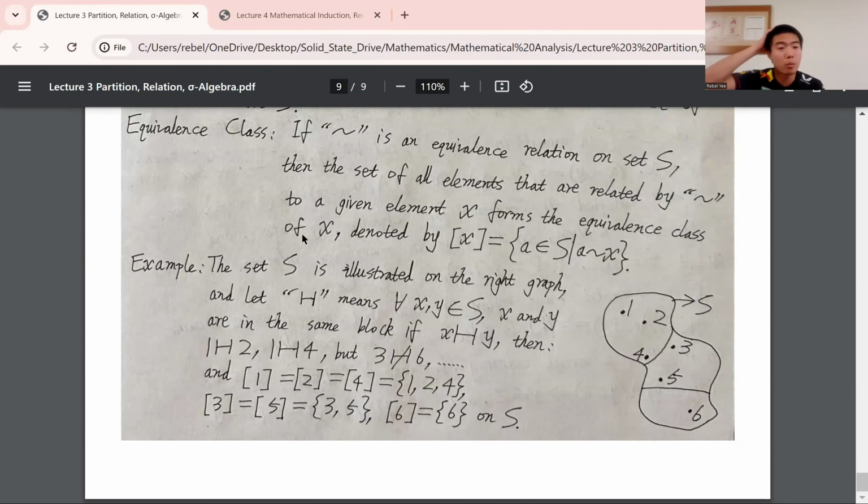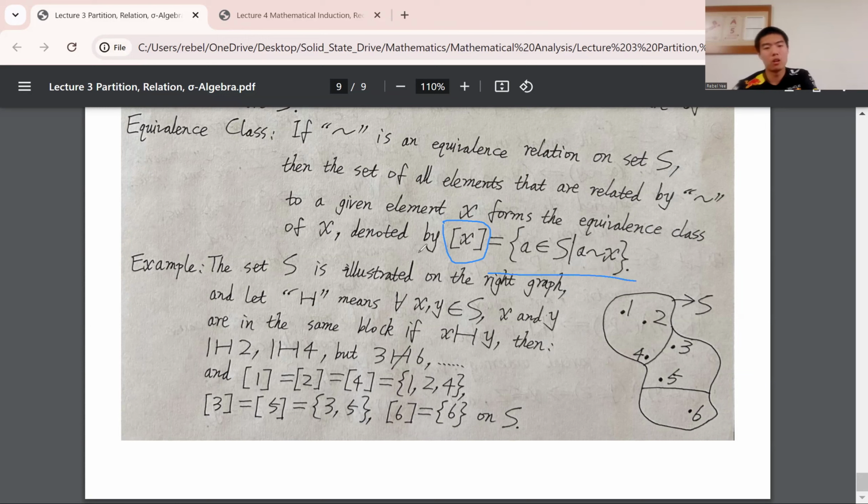And then we'll see the next example. The next definition is the equivalence class. Every equivalence relation on a set can create a class of something, which is called the equivalence class. The definition is like this: if this is an equivalence relation on set S, then the set of all elements related by this relation to a given element x forms the equivalence class of x, denoted by putting square brackets around x. It is equal to all of the elements belonging to set S that are equivalent to x by the equivalence relation. So this is its definition.